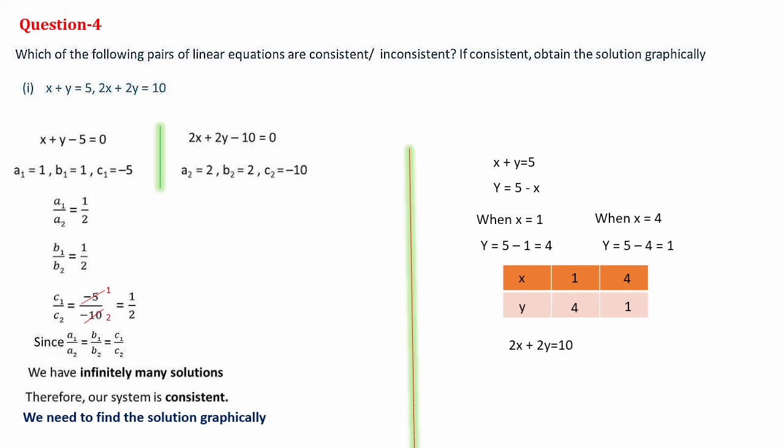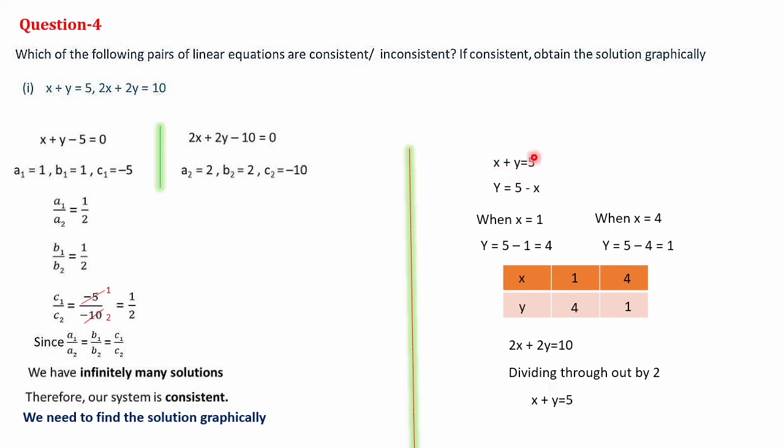Second equation, 2x plus 2y is equal to 10. And when you observe here, there is a 2 common in all the terms. So we can divide throughout this equation by 2. Dividing by 2 here we get x, here we get only y, and here we get 5. So that means x plus y is equal to 5, just the same as the previous equation, the first equation.